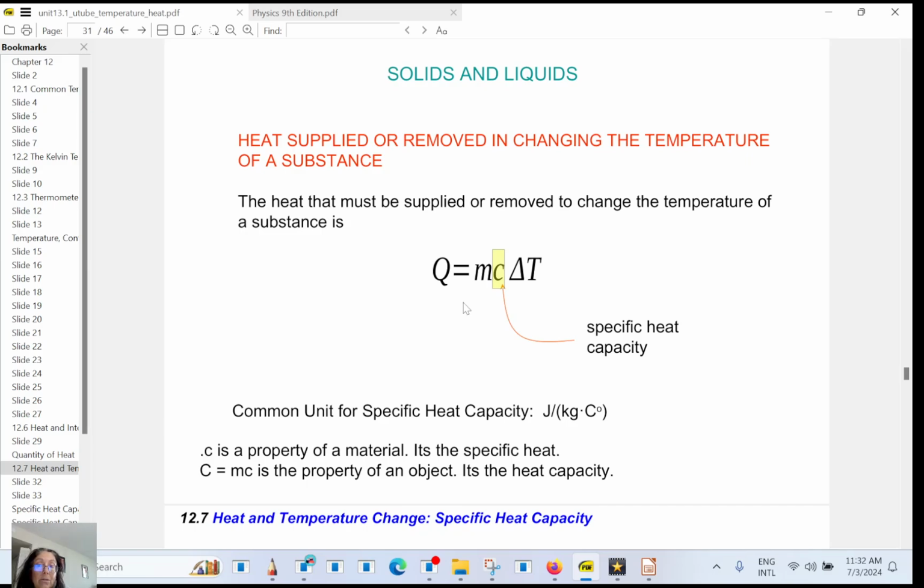Okay? And not all substances react the same way. So, for example, water has more inertia. It means it resists the change in temperature. But anyway, we're going to get to that. But you see the specific heat capacity, the unit is joule per kilogram Celsius. Okay, so the amount of energy necessary to increase the temperature of 1 kilogram of substance by 1 degree Celsius.